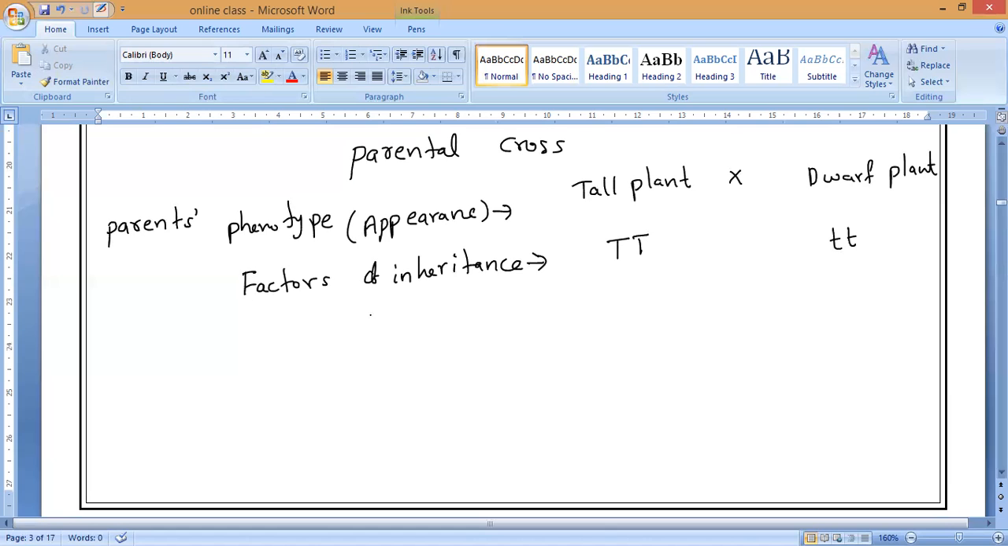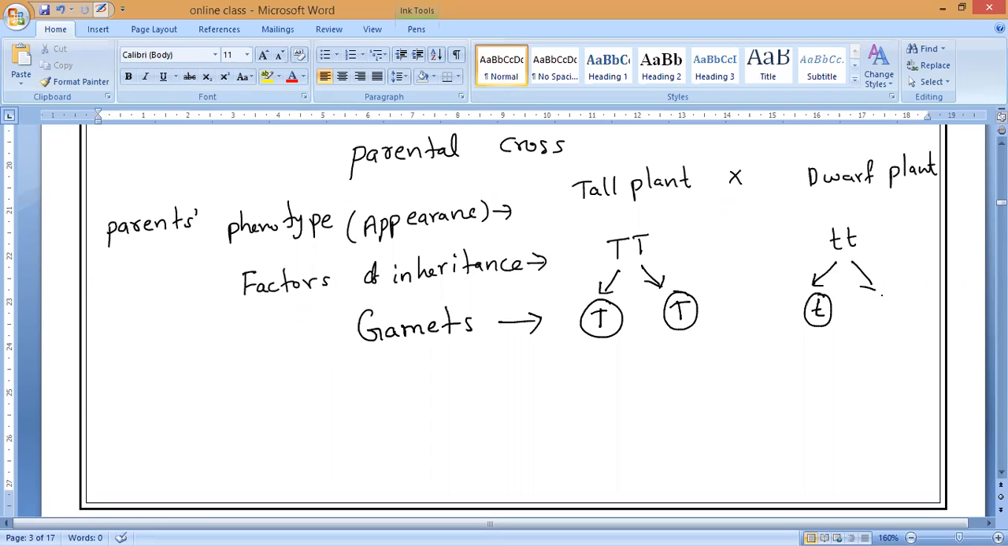Now, what are the gametes here? What gametes will form? As we know, the factors appear as pairs, but they are represented individually in the gametes. So what gametes will form here? One is capital T and another one is capital T. From the other parent, the gametes are small t and another small t. Now comes the crossing of gametes during fertilization.